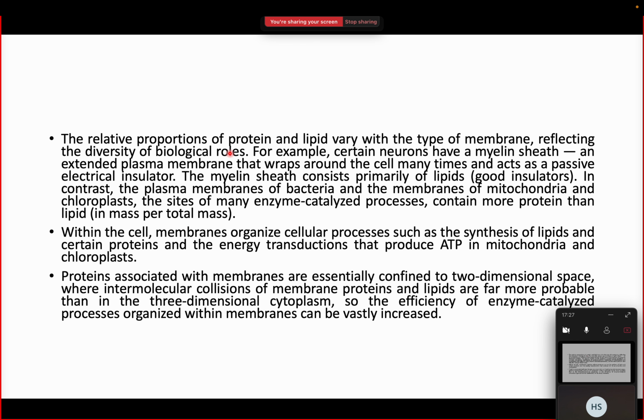This point sheds a very important light: though all biological membranes are made up of similar types of components, their composition varies depending upon the type of function they are involved in. You can make this observation, that a myelin sheath, whose primary function is to just transport signals, is primarily made up of lipids, which are good insulators. On the other hand, membranes of bacteria, or membranes of mitochondria and chloroplasts, are highly active, highly functionally relevant, right?